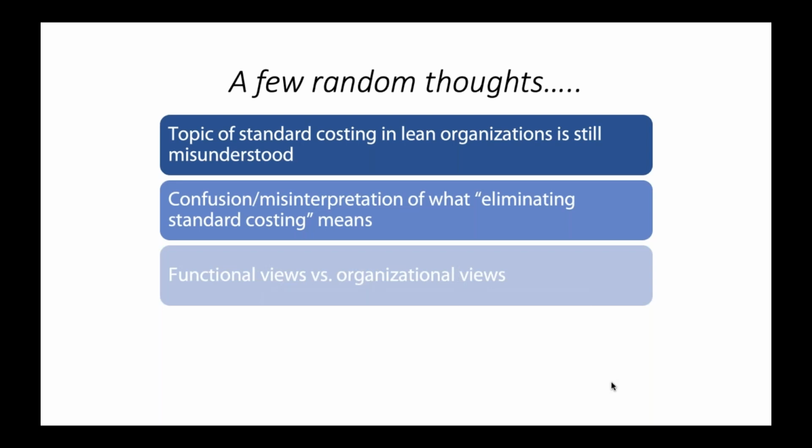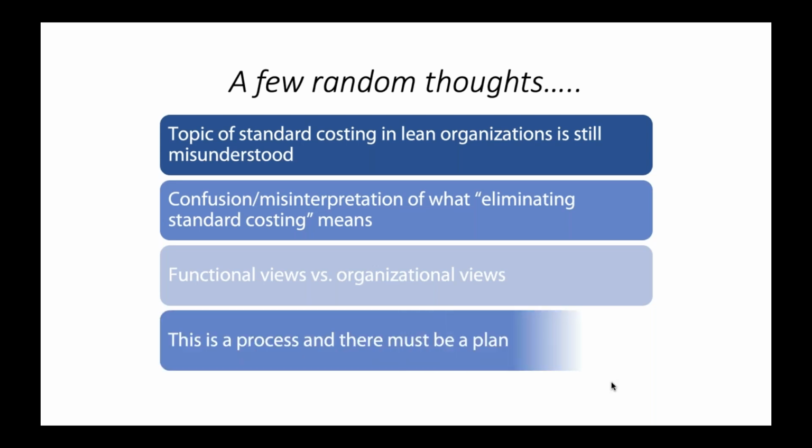We have functional views versus organizational views about standard costing. The information that comes out of a standard costing system is used in many parts of the organization for different purposes. And I think it's important to get an organizational view, almost like strategic, about what standard costing is, what standard costing does, and what can be done to improve it and or eliminate it.